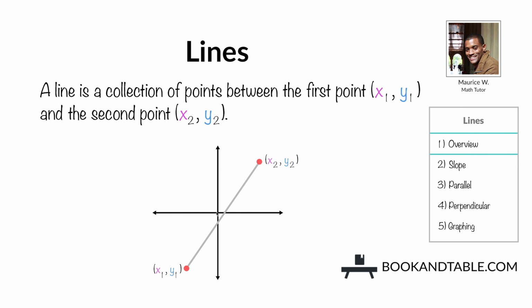Now let's discuss lines a little bit. A line is a collection of points between the first point and the second point. Now, which point you choose as your first or second point is up to you. This one can be considered your first point, and this one can be considered your second point, x2 and y2. Conventionally, since we read left to right, the point furthest to the left is considered our first point, or at least that's what I'll be using throughout this video. And as you move to the right, you get your second point.